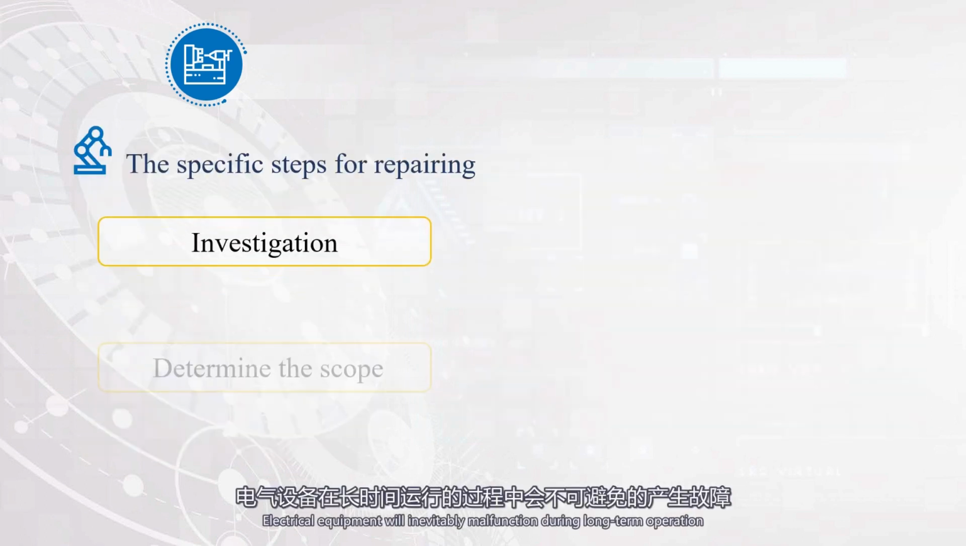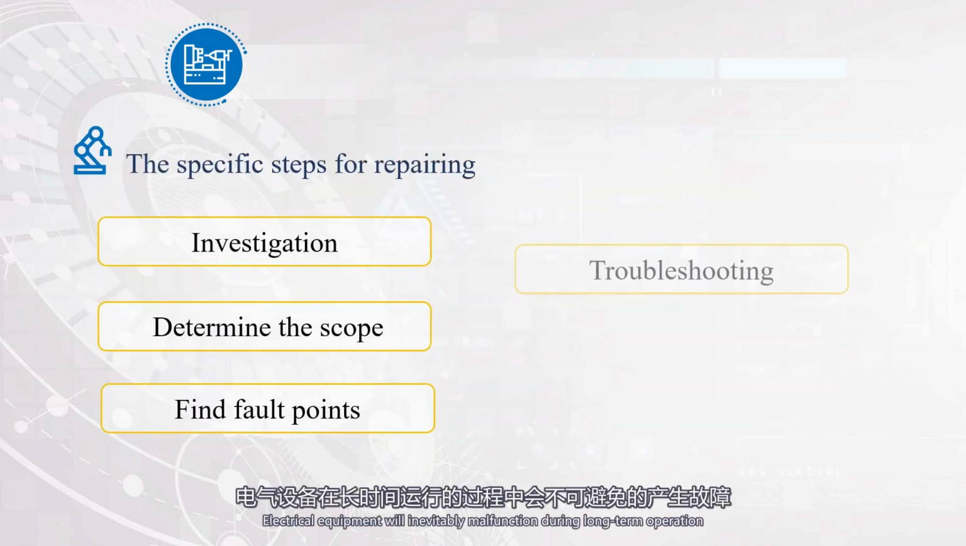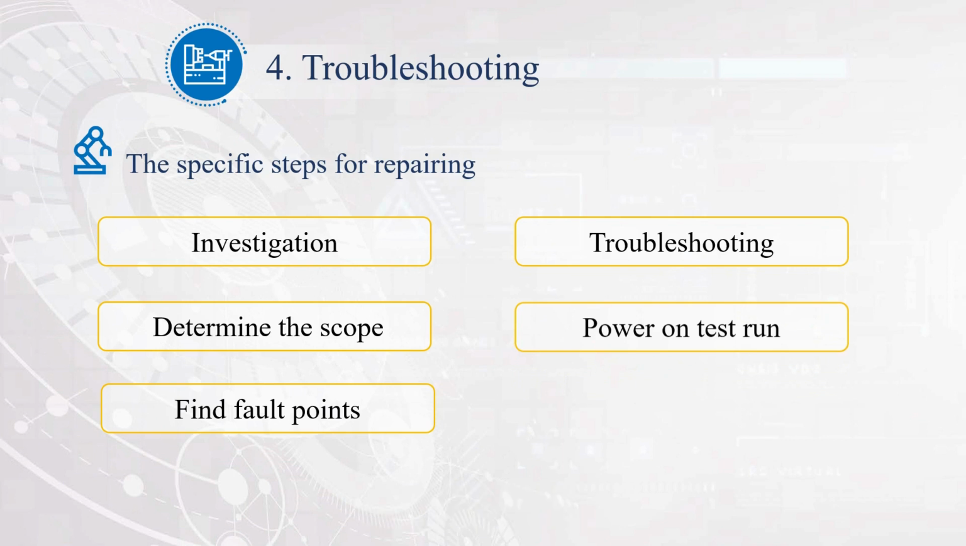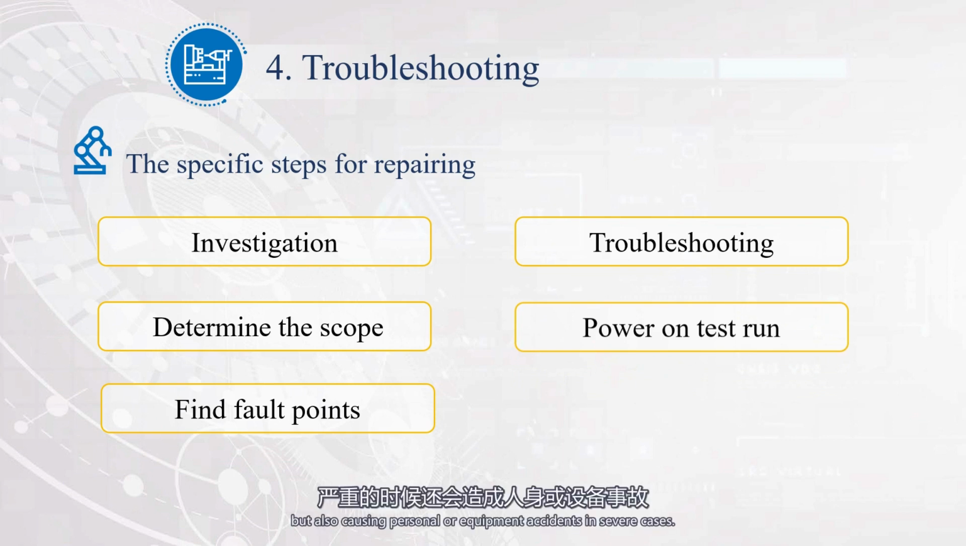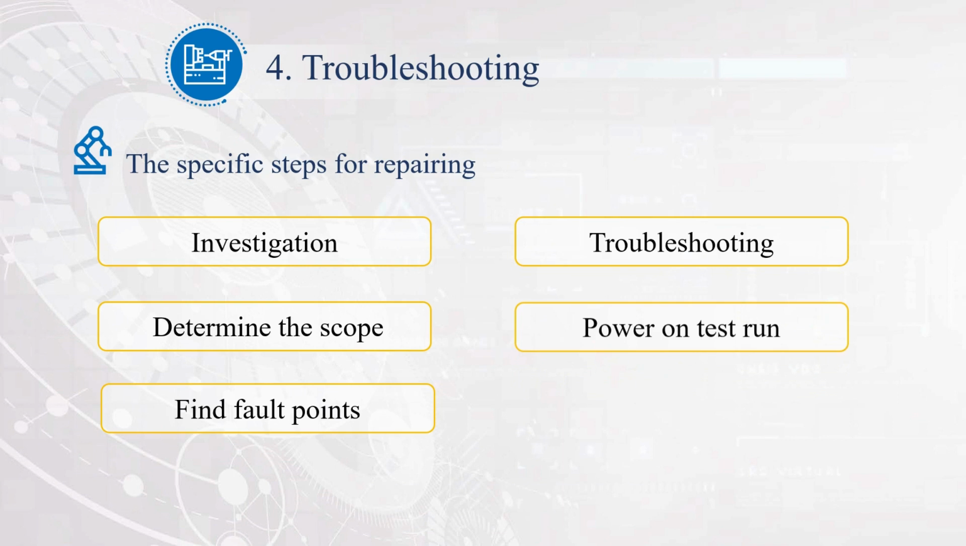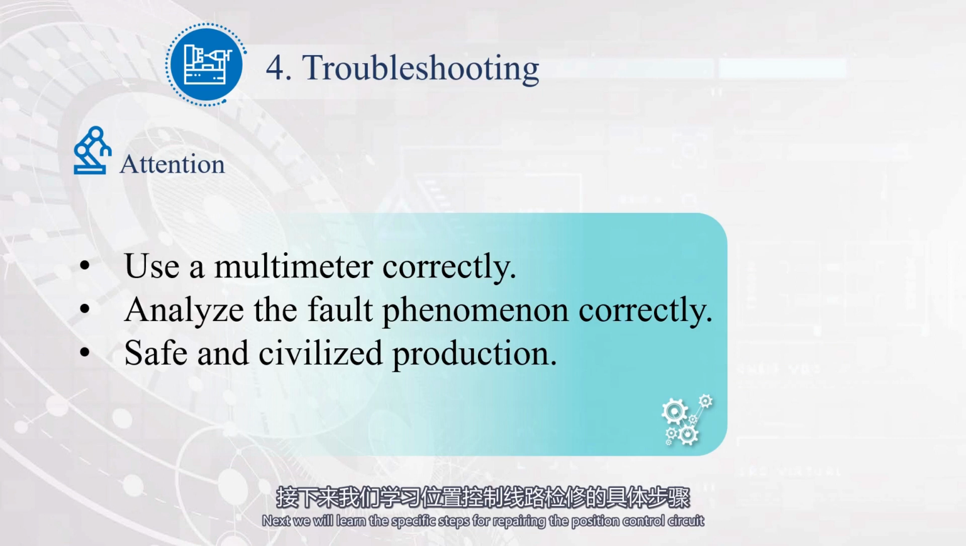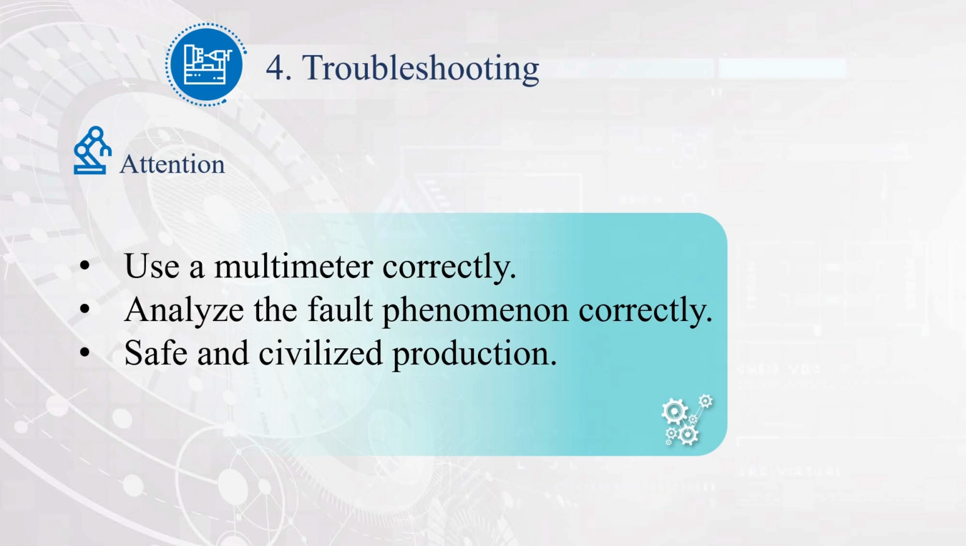Electrical equipment will inevitably malfunction during long-term operation, which can cause the equipment not to work properly, not only affecting production efficiency, but also causing personal or equipment accidents in severe cases. Therefore, maintenance personnel must find out and eliminate faults in a timely, skilled, accurate, rapid, and safe manner, and restore normal operation as soon as possible. Next, we will learn the specific steps for repairing the position control circuit.